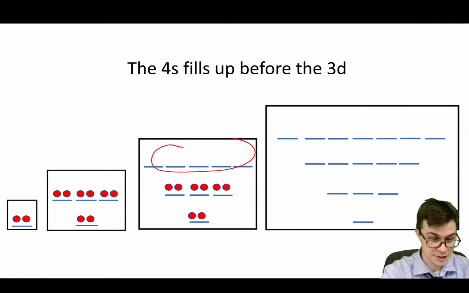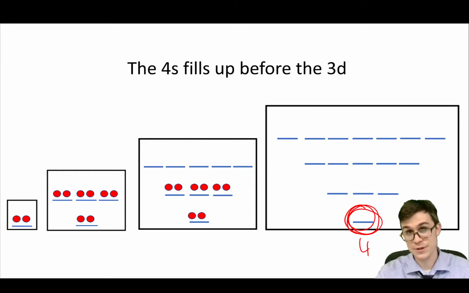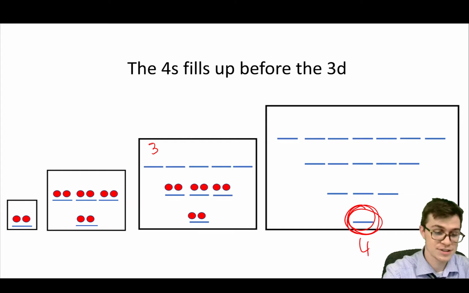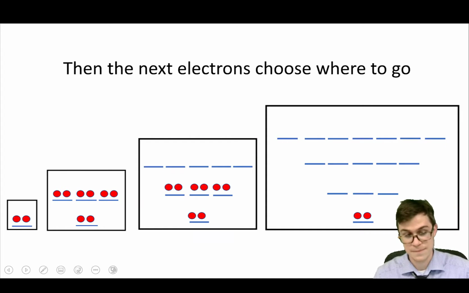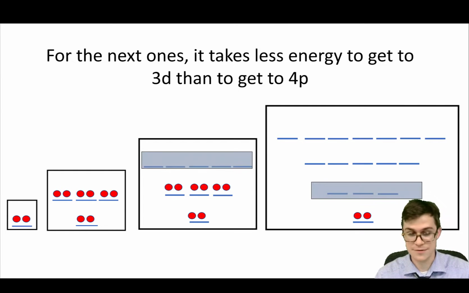You think this would fill up, but it doesn't. The fourth energy level's S shape fills up before the third energy level's D shape. So this is where the next electrons go. The next electrons also do some cost-benefit calculation, and it turns out for these particular electrons it takes less energy to get to 3d than to 4p.